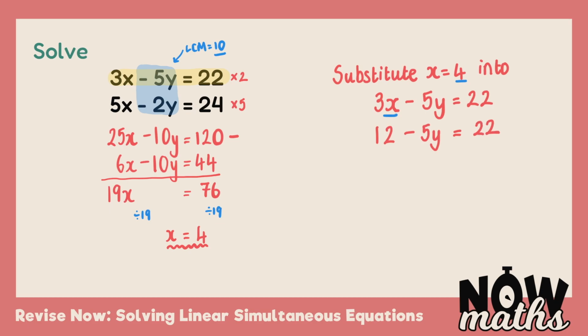And then to solve, we're going to subtract our positive 12. So on the left, we will end up with just -5y. And on the right, 22 subtract 12 is 10. Then we have -5y equals 10, so we divide by -5, which gives us just y on the left, and 10 divided by -5 is -2 on the right. So our final answer is x equals 4 and y equals -2.